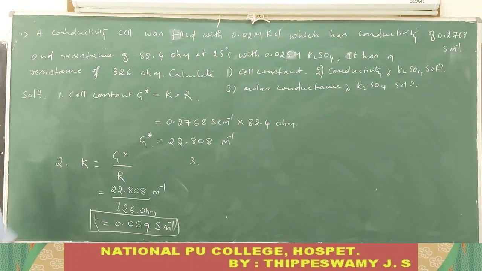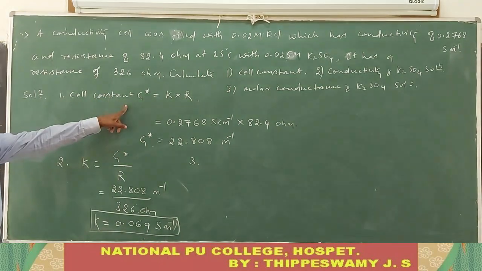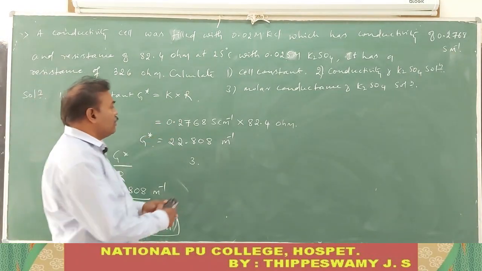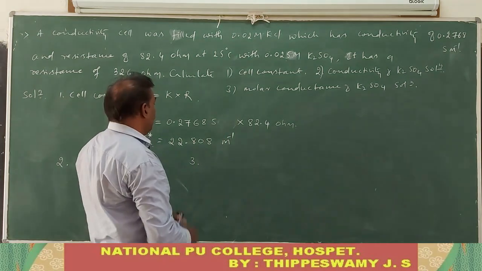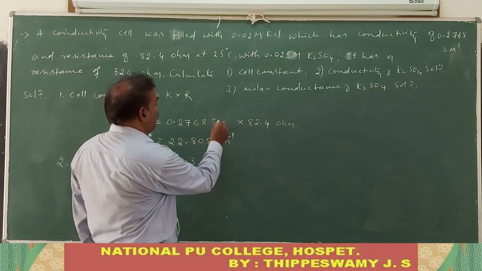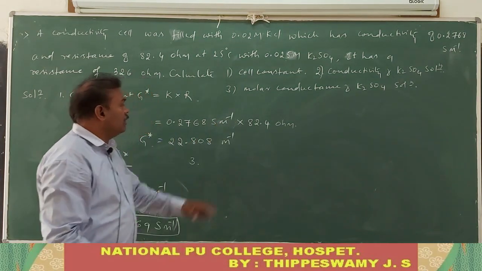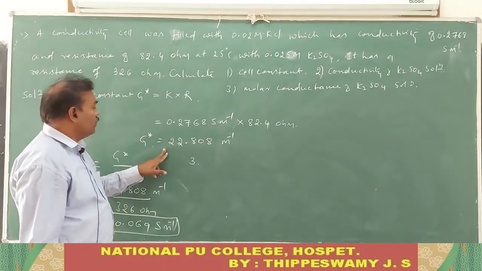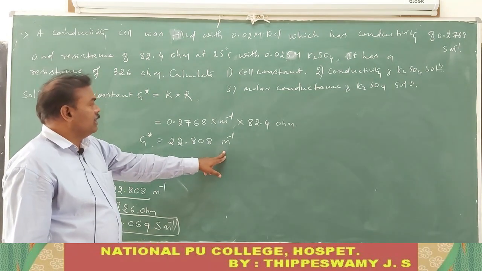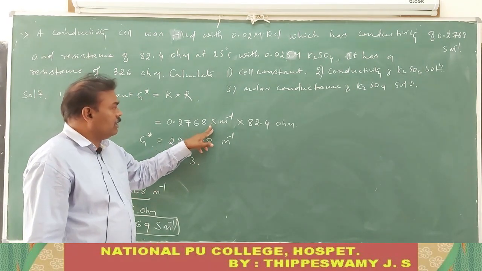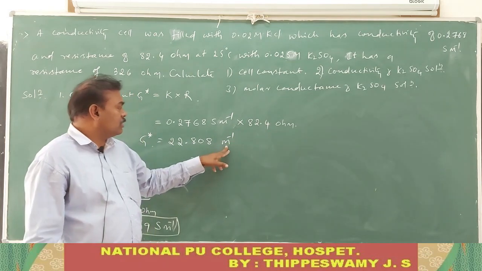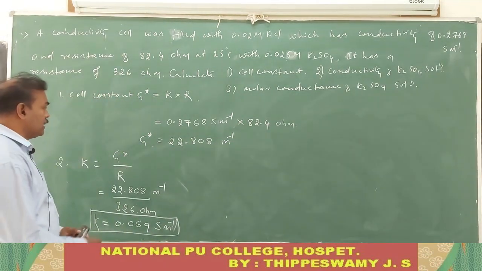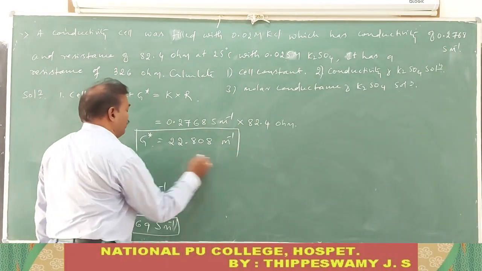According to the question, the first one will be like this: cell constant G star is equal to what? K into R. What is the value of K? The value of K is 0.2768 Siemens per meter, and the resistance is 82.4 ohm. This is equal to 22.808 per meter. Ohm and per ohm get cancelled, so you get the unit of per meter only. This is the value of G star. First question it is.